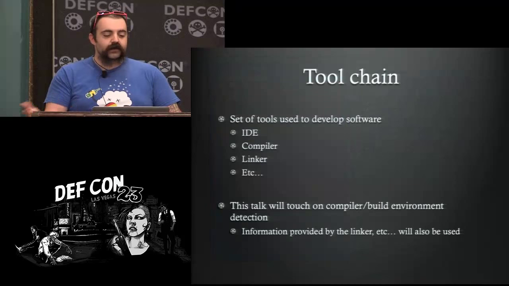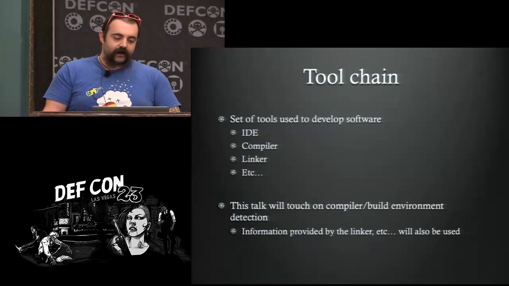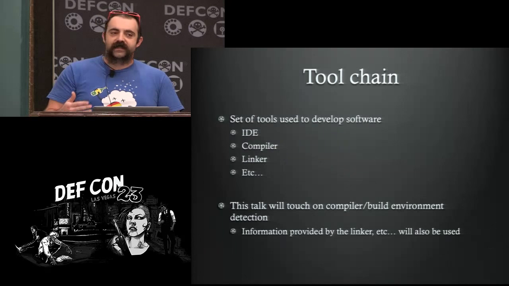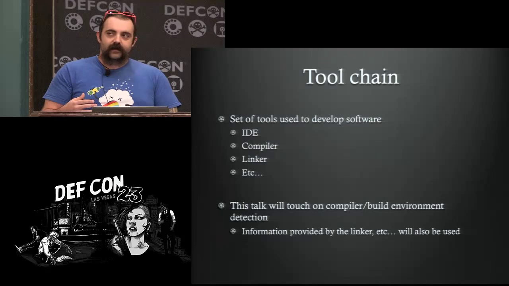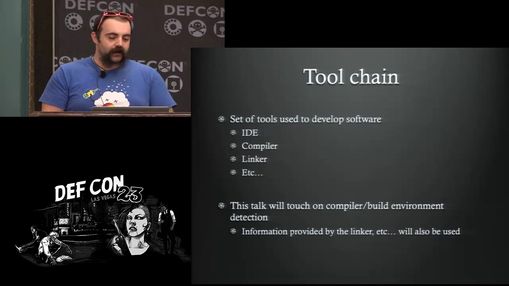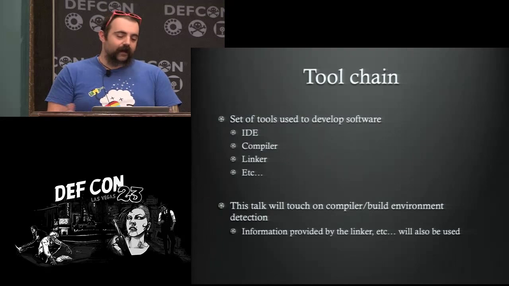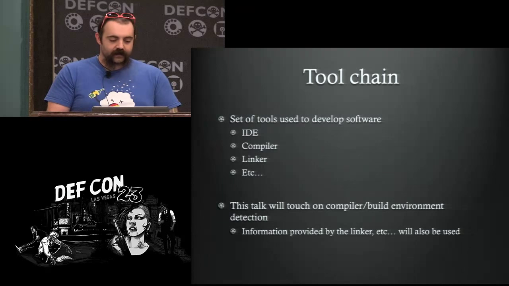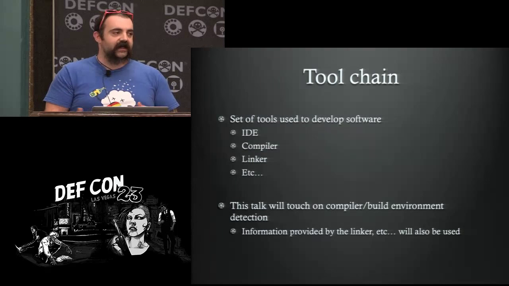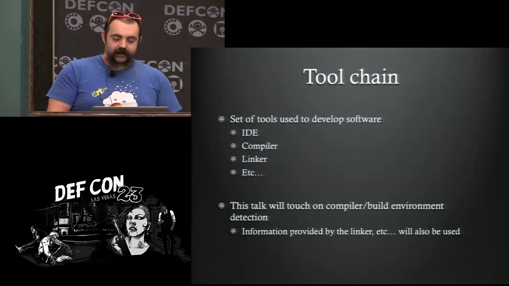So when I use the phrase toolchain, what I'm talking about is the set of tools used to develop software. So you have things like IDEs and linkers and compilers and all that kind of stuff. Each one of these actually leaves a relatively unique fingerprint upon the binary that it creates. Now, once again, you can manually go in and change these. Not a lot of people do. So when I talk about toolchain, we're going to talk about the build environment, so GCC versus Visual C++.